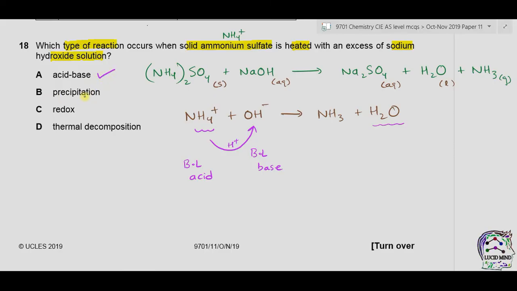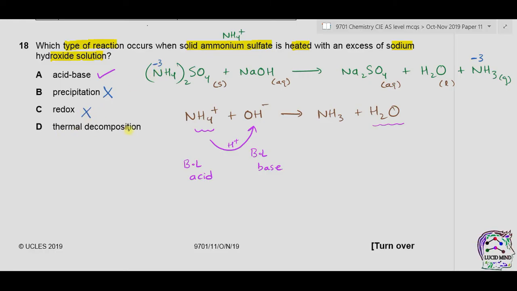B is precipitation. As we can see that no precipitate is formed in the product, so B is incorrect. C is redox. No change in oxidation state has taken place. In ammonia, the oxidation state of nitrogen is -3. In ammonium, the oxidation state of nitrogen is still -3. So it is not redox.